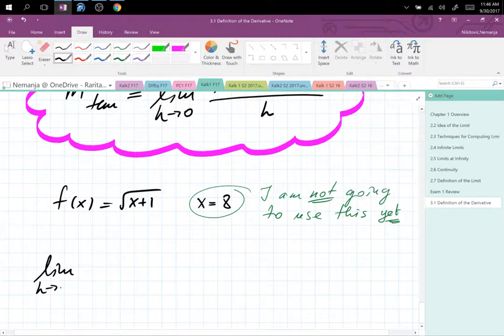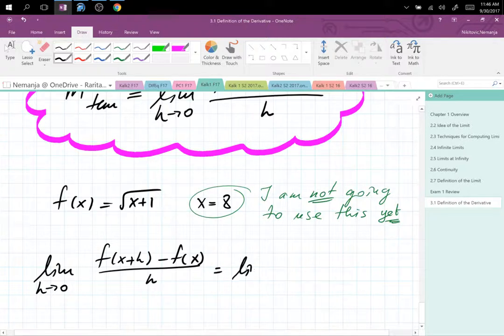So limit h goes to 0 is going to be f of x plus h minus f of x over h. And I hope you guys are recognizing your difference quotient from the pre-calculus course and the review session, exactly 100%, right? This becomes the square root of x plus h plus 1 minus the square root of x plus 1, over h.